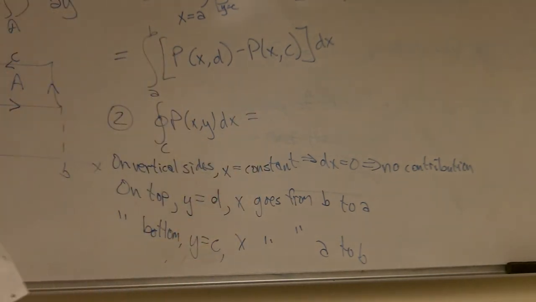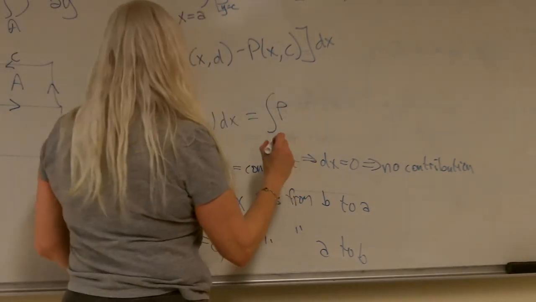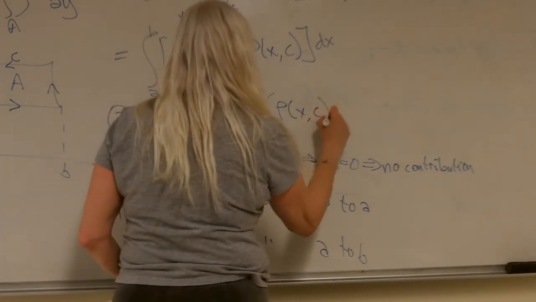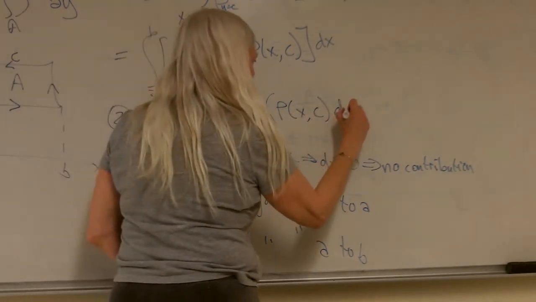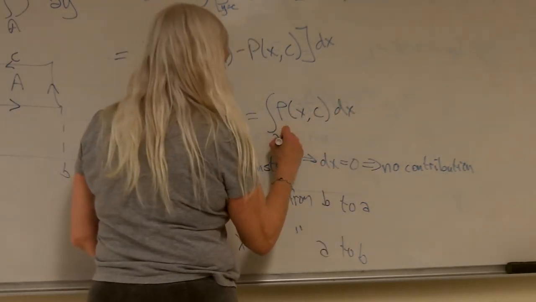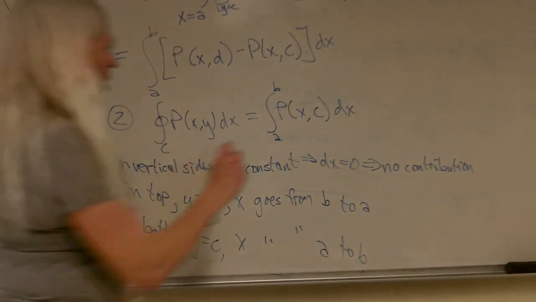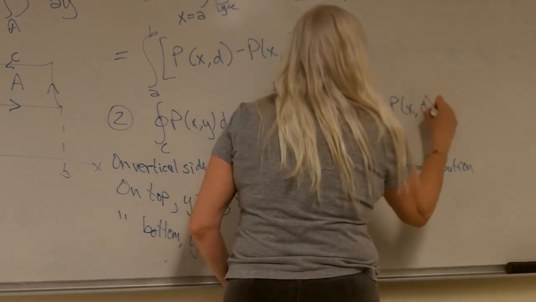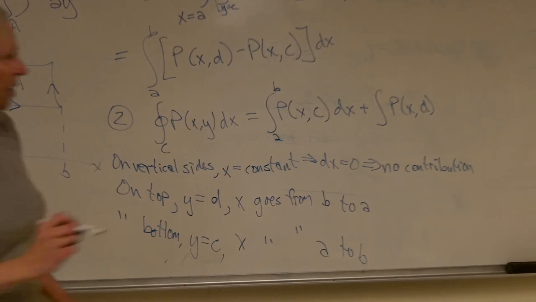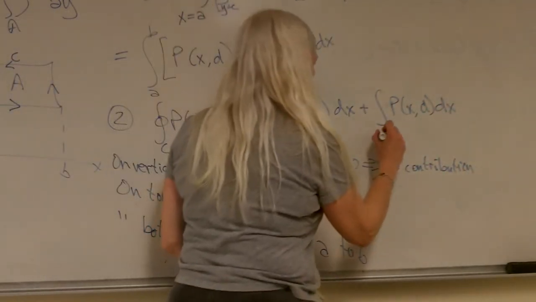So, on the bottom, we've got p of x and c, right? Because y is equal to c. And we've got a dx. x goes from a to b, so we can write those as our limits. On the top side, y is equal to d, so we've got p of x and d, dx. And x goes from b to a, so those are our limits.